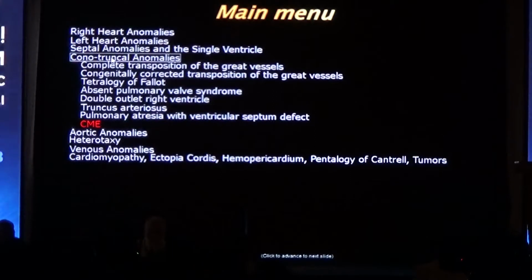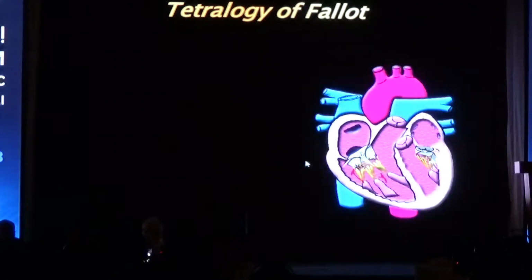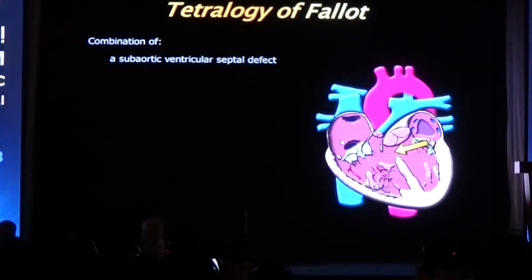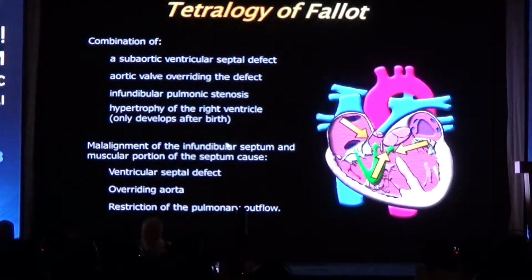So let's go back into the conotruncal anomalies, and let me show you about tetralogy of Fallot. This is Fallot, who was a French physician, and he's actually not the one who described it originally. It was called the blue disease before his description, but he crystallized all the findings, and since then the description has been associated with his name. Now, if you compare to the normal heart, in tetralogy of Fallot, you have one single problem, which is the malalignment of the infundibular septum and the muscular portion.